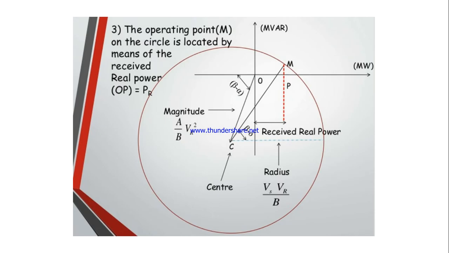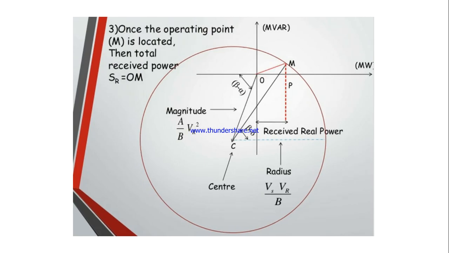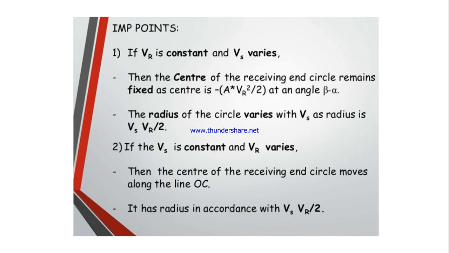After this, you have to spot the operating point M. For that, you take the operating point M on the circle, which is located by means of the value PR, the real power. From the real power value, we draw OP. From there you can connect O and M, and we get the SR value.